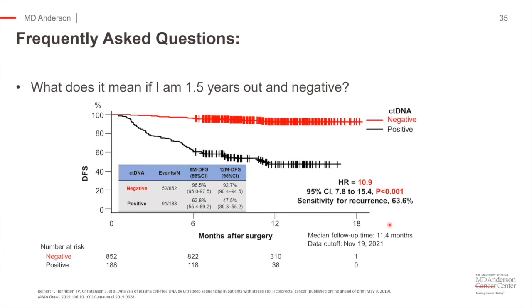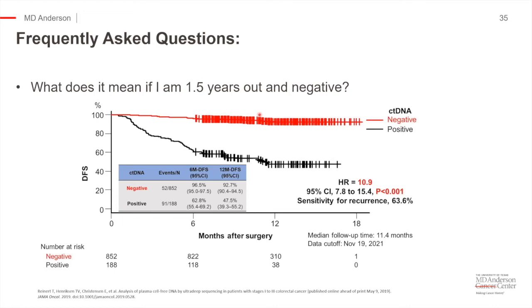So the other question is, what does it mean if I had a stage 3 and I'm now 1.5 years out and I've been doing testing and I'm negative, right? So this curve was one way to look at it, is where are the recurrences happening, right? And so you can see some of the recurrences early on, and in this cohort at least, if they were 12 months out, you don't really see a whole lot of change.